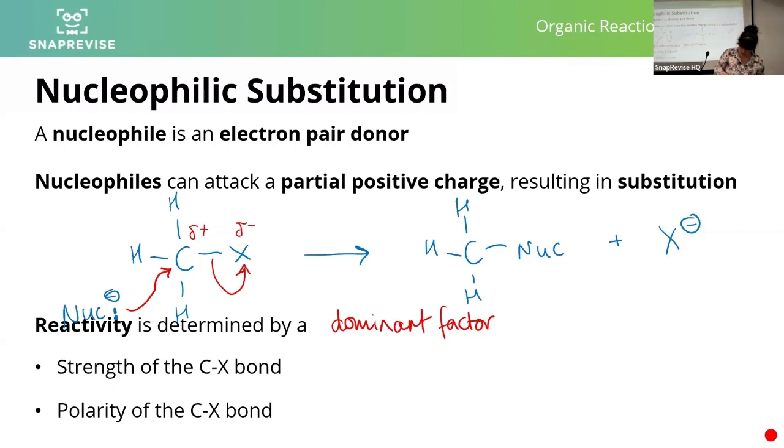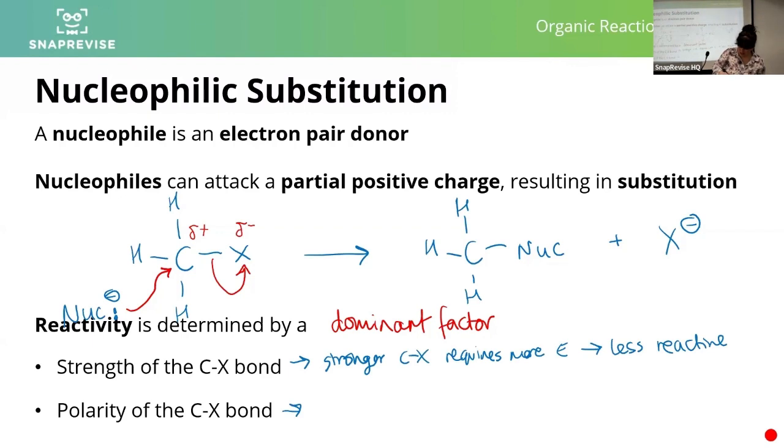Let's just pop that down. So a stronger carbon-halogen bond requires more energy, which is going to make the halogenoalkane less reactive.